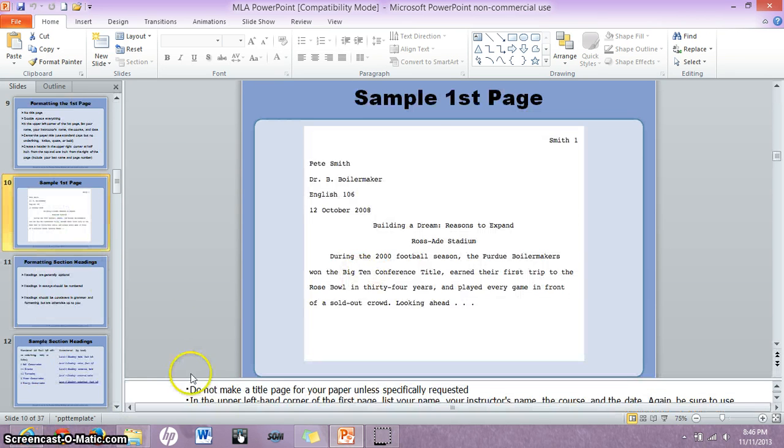Just a quick review. This is what your paper should be looking like. You should have your page number, just the last name, a space, and the number. This is what your heading should look like: your name, my name, the course, the date. This is what your title should look like.